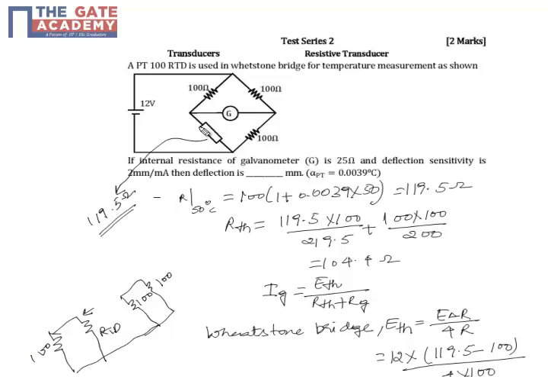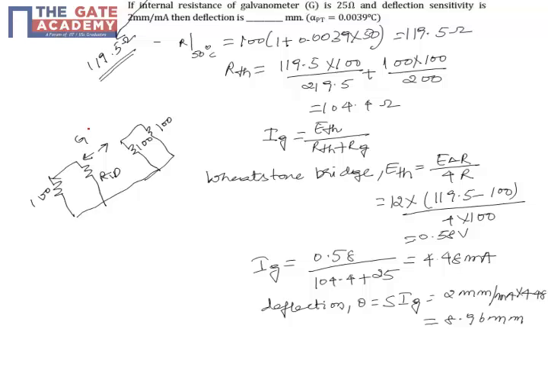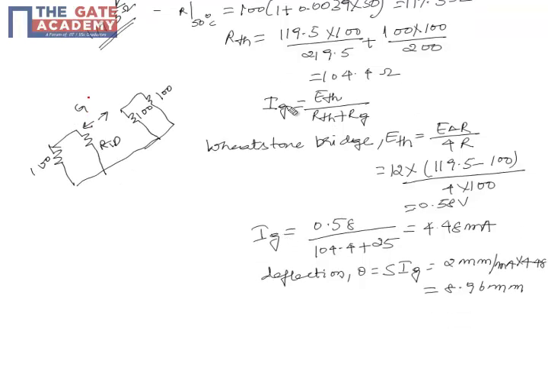When I see it from the galvanometer end, because to calculate RTH I need to short the supply voltage, I see 100 ohms and the RTD resistance in parallel, and another 100 ohms and 100 ohms in parallel. If I add these two, I get the total resistance seen from the galvanometer end, which is 104.4 ohms. Now I know the RTH, VTH and the resistance of the galvanometer. I can calculate the current through the galvanometer, which comes to 4.48 milliamperes.